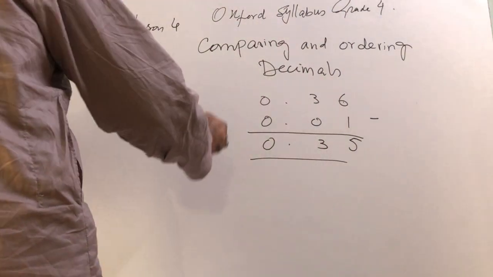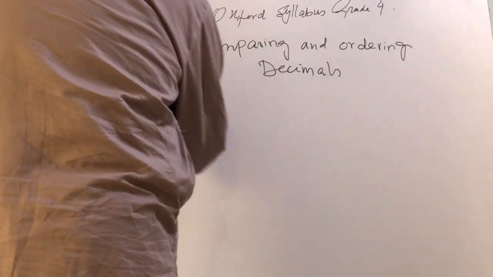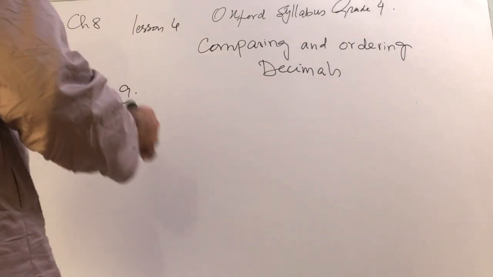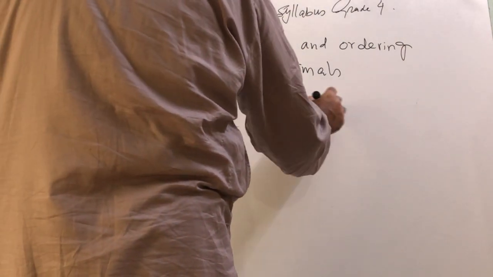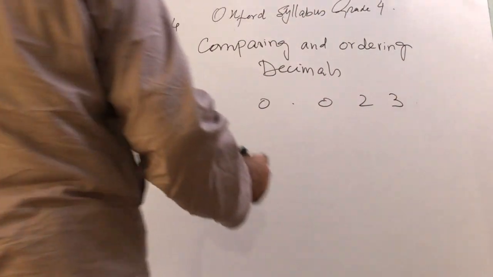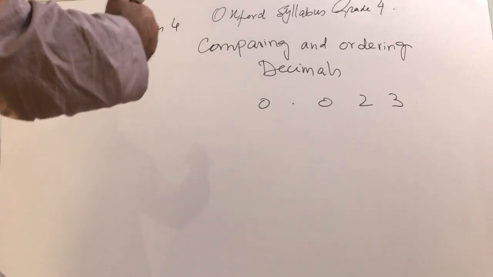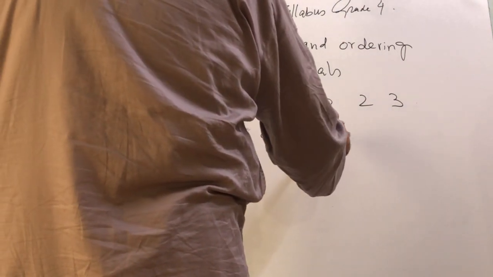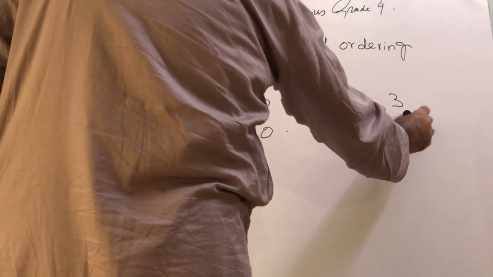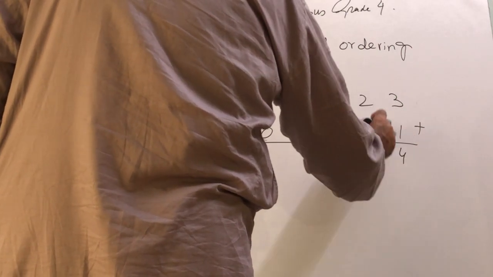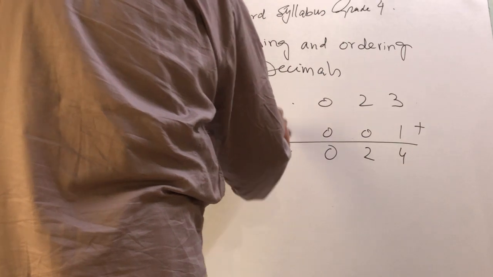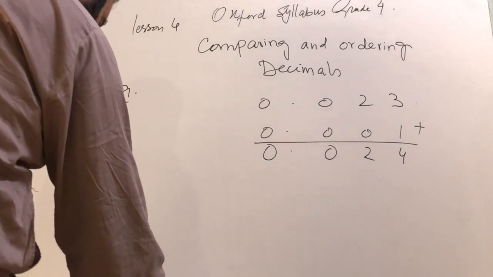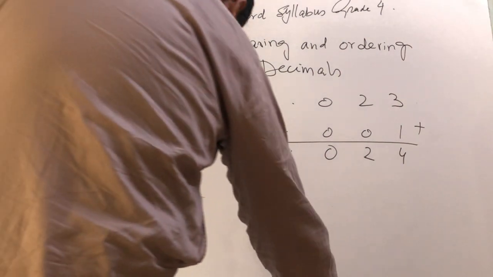Similarly, the next question, number 9 is, what is 0.001 more than 0.023? They are saying what is 0.001 more than this? We need to add 0.001. We need to add here to get the answer. 3 plus 1 is 4, 2 plus 0 is 2, 0 plus 0 is 0. Point comes like this, 0 plus 0 is 0. So 0.024 is the answer for number 9. Similarly, you can do question number 10.